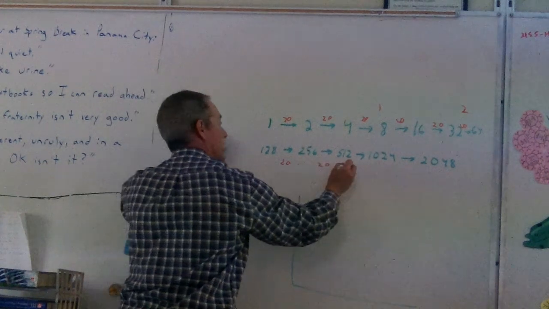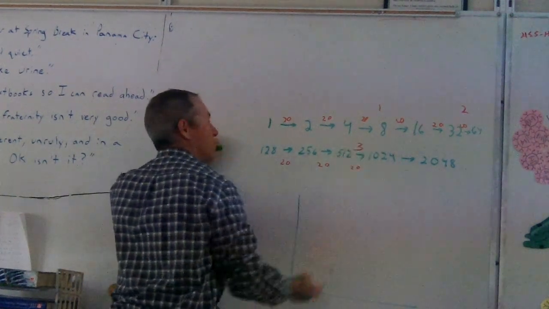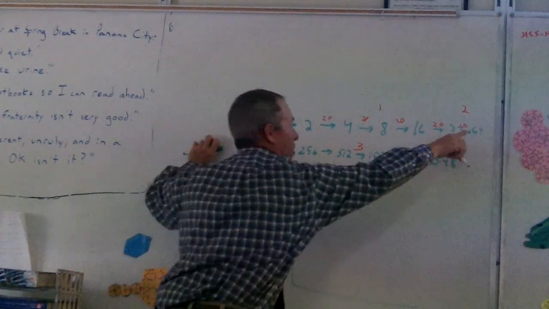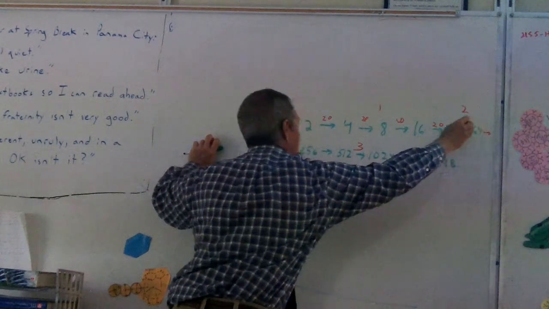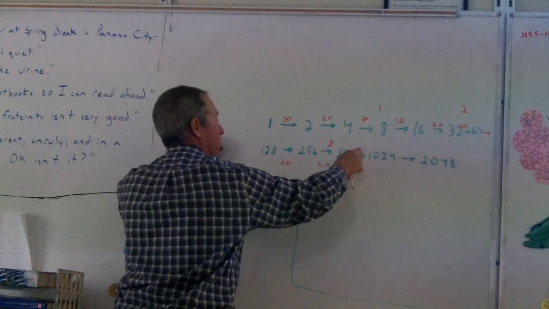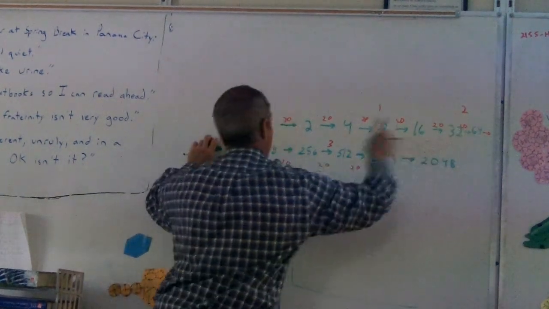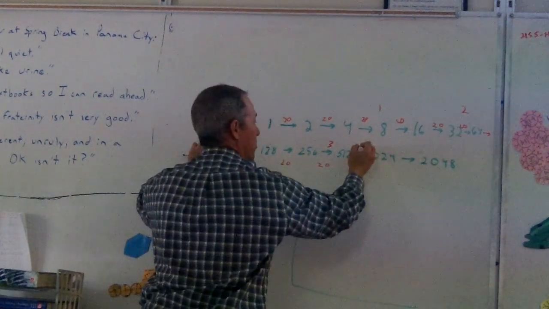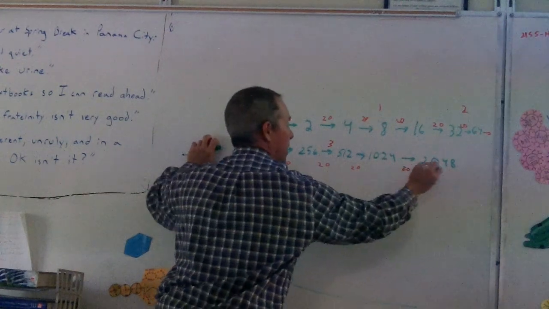20, 20, 20, that's 3 hours. Whoops, I skipped one, didn't I? Skipped that one. That's 3 hours. 3 and 20, 2/3. 20, 20 is 3, and then 3.6. 20. Let's do one more.